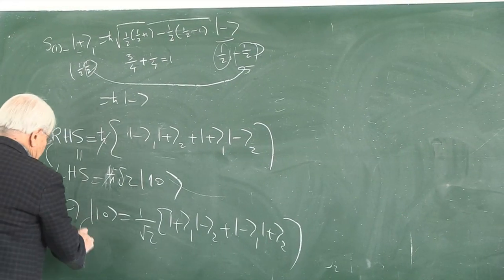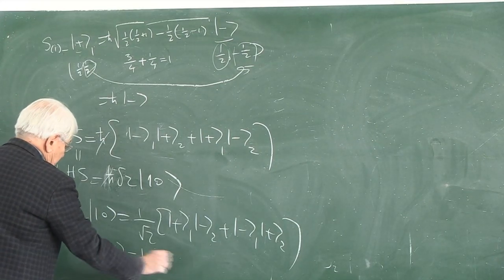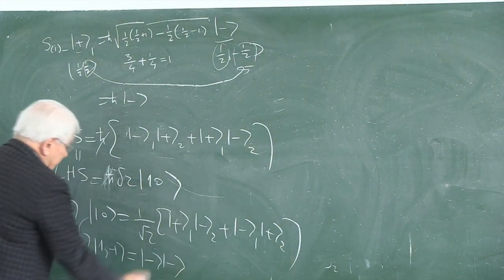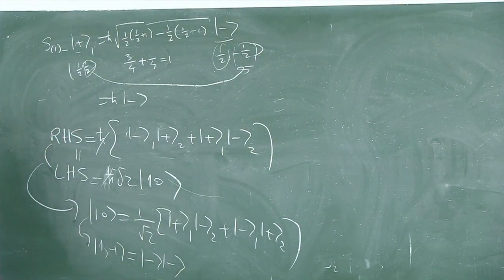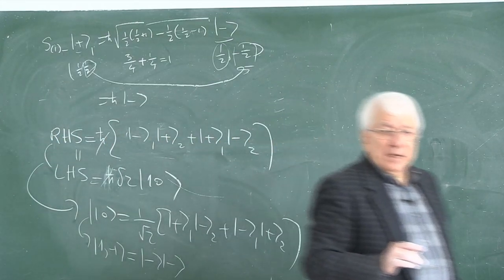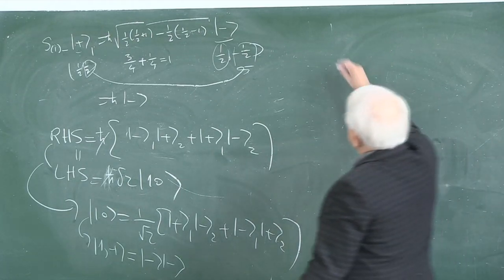You act on this once more to go to 1,-1. I write the result and I invite you, please check. It is minus and minus. So at least one M family is determined in terms of the individual uncoupled basis vectors. What I mean by one M family is 1,1, 1,0, and 1,-1. Now there's one thing left, which is, what about the 0,0?